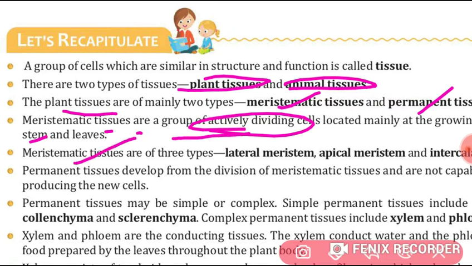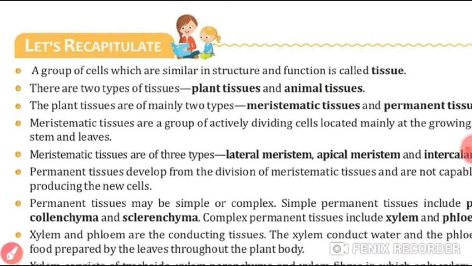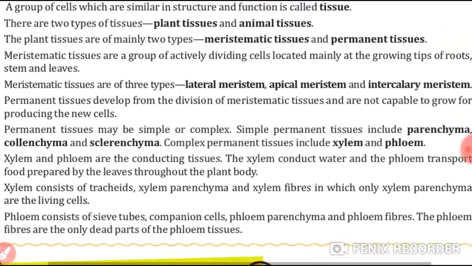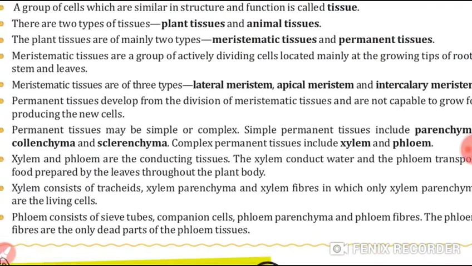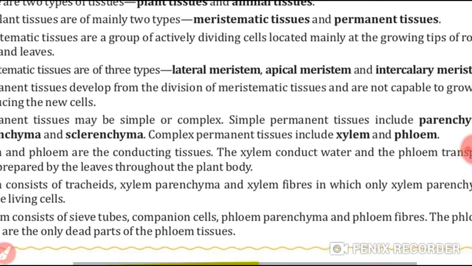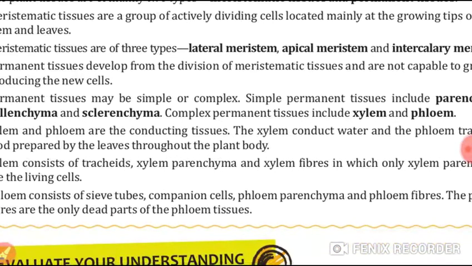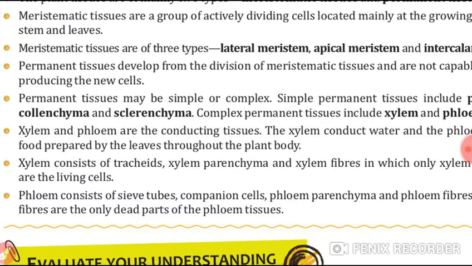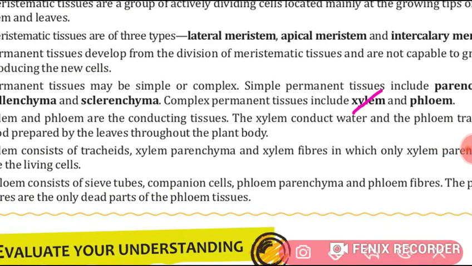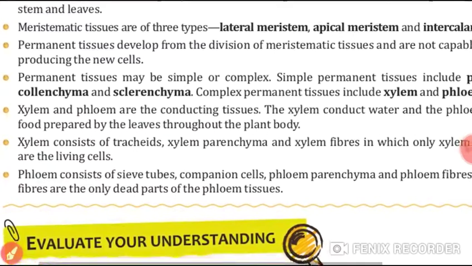Meristematic tissues are of three types: lateral meristem, apical meristem, and intercalary. Permanent tissues develop from the division of meristematic tissues and are not capable of producing new cells. Permanent tissue may be simple or complex. Simple permanent tissues include what? Parenchyma, collenchyma, and sclerenchyma. Complex permanent tissues include xylem and phloem. Xylem and phloem are conducting tissues.